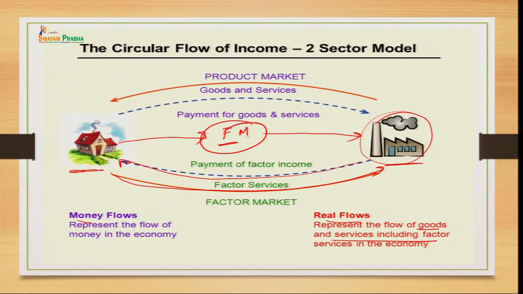So basically, the savings are coming from the households, and then the financial markets are going to invest that money in the firms, so that they can multiply their money and get good interest, which they can also give to the household people on their savings. So this is how the circular flow takes place, right?